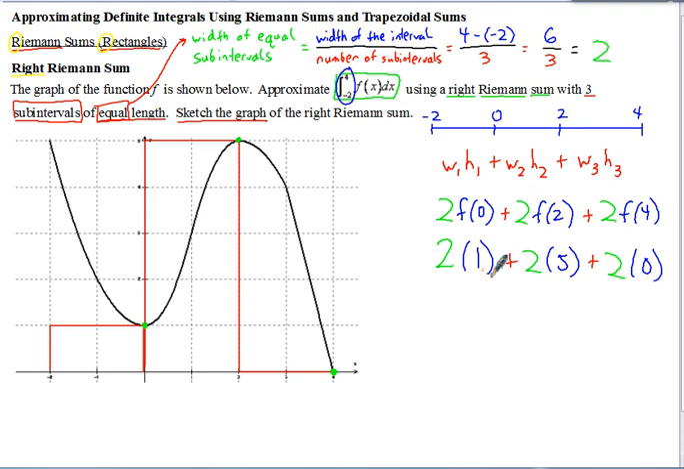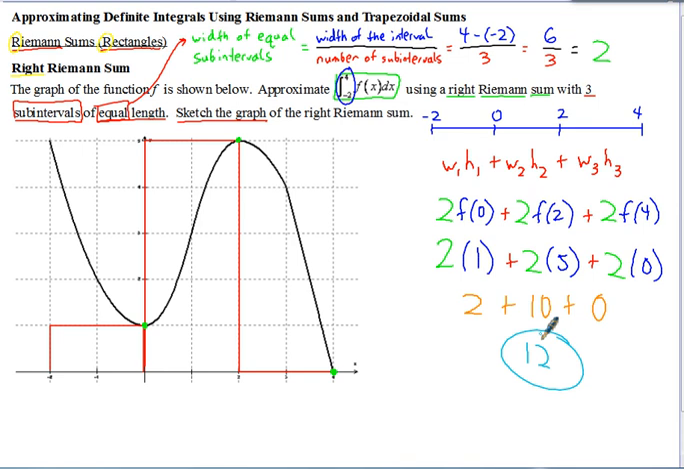So now we can calculate this out. The area of the first rectangle, 2 times 1 is 2, plus the area of the second rectangle, 2 times 5, the area of 10, plus the area of the third rectangle, 2 times 0, it's like a flat rectangle, is 0. Add those up gives you an area of 12. So that's our approximation using 3 subintervals of equal length using a right Riemann sum of the area of the curve. Now we can take a look at this and see how good of an approximation do we think this is. And does it overestimate or underestimate?